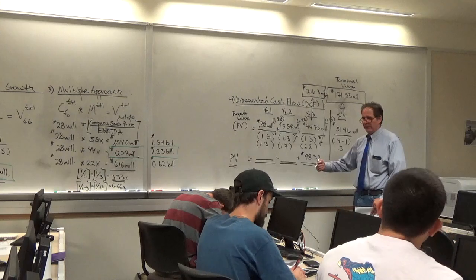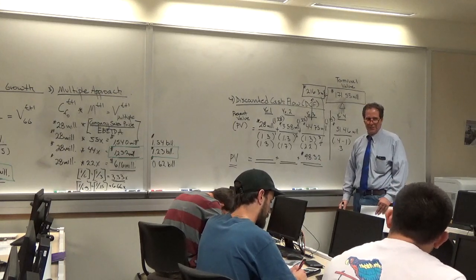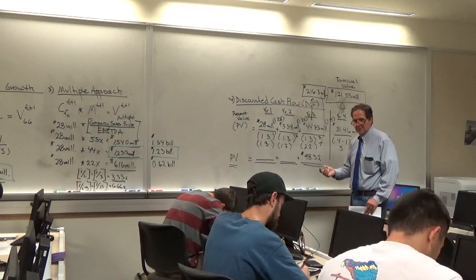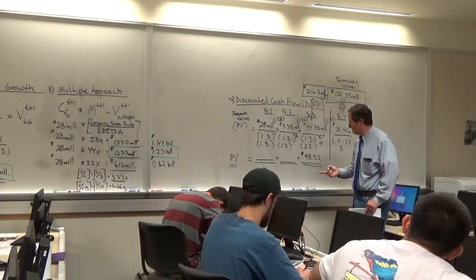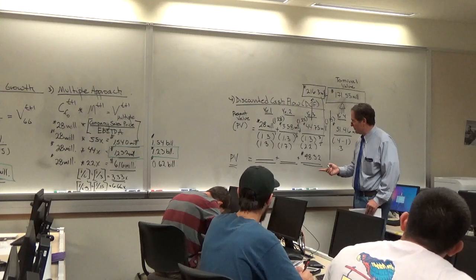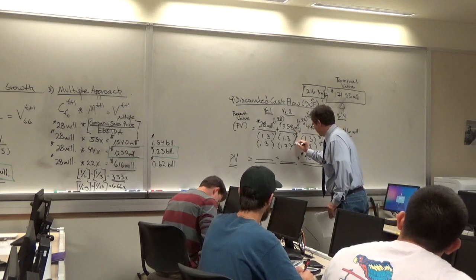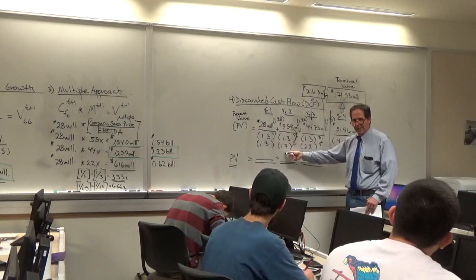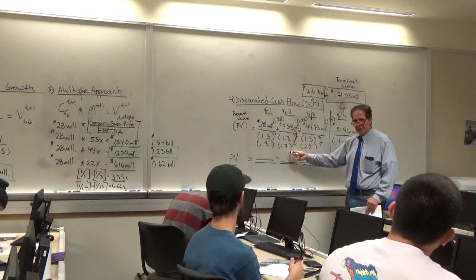Okay, and then what do we do next? What's the next thing we do? Year 2? So you're going to divide 35.8 by 1.7. 35.8 divided by 1.7, what do you get?